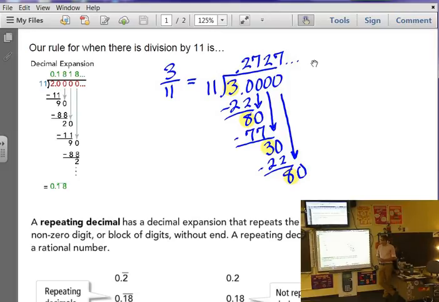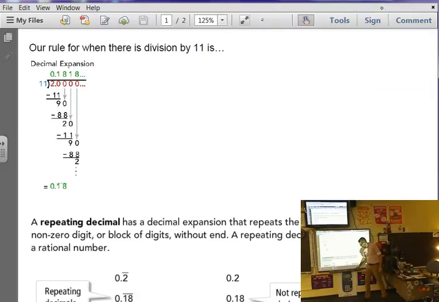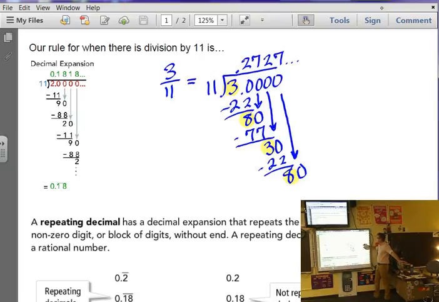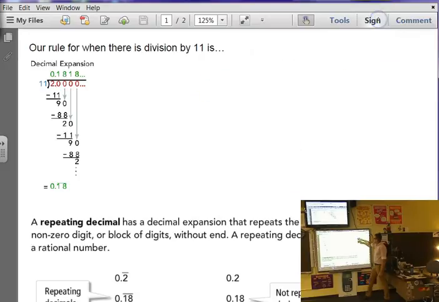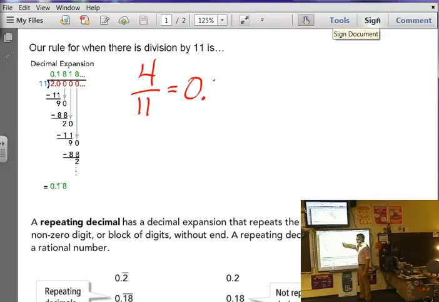So, 2/11ths repeats 18, 3/11ths repeats 27. I'll give you another one just for an example, that I'm not going to show the division for. But 4/11ths repeats 36.